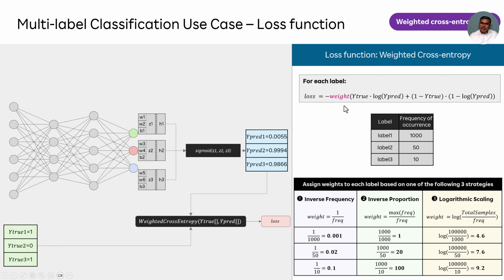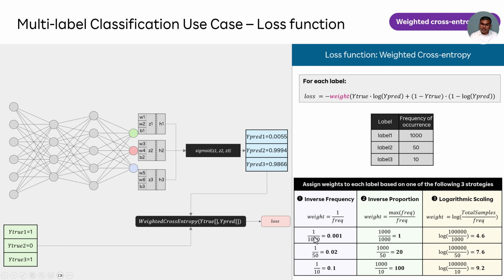So when you're computing the cross entropy value, remember that you're computing it individually for each label. You would multiply it with that label's weight. Okay. Now, how do you assign a weight? There are different strategies. You could use a strategy called inverse frequency, which essentially means that you take the frequency of occurrence of that label in your training data set, divide one by that frequency, and you assign that as the weight.